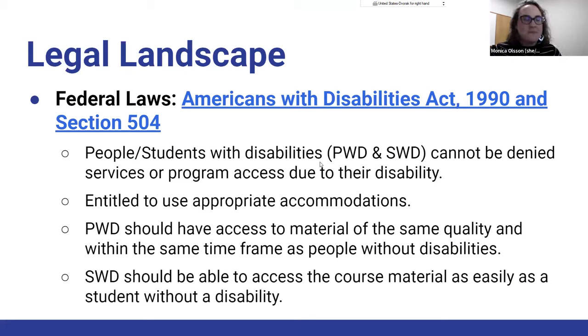Legal landscape, Suzanne. So, federal laws, we don't want to be breaking those federal laws. That's a really good reason, and that awareness piece is something we should have. Hopefully we have the desire piece more, that we're creating accessible content for others, but the awareness is that we have legal reasons, federal laws like the Americans with Disabilities Act and Section 504 that govern what we have to be doing. People or students with disabilities cannot be denied services or program access due to their disability. And like Monica said, the timeliness of it can be very important to make sure that students have the equal opportunity to be successful with their classes.